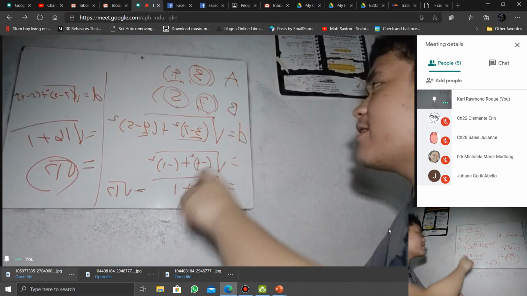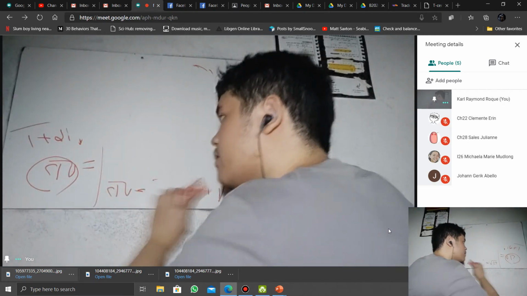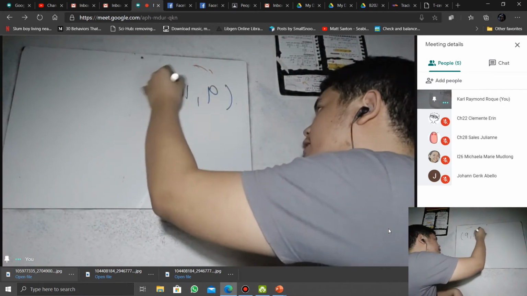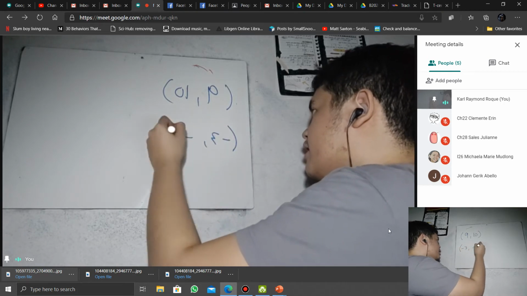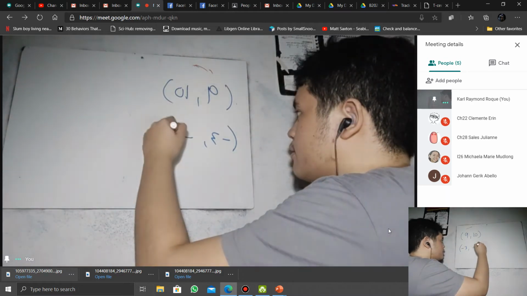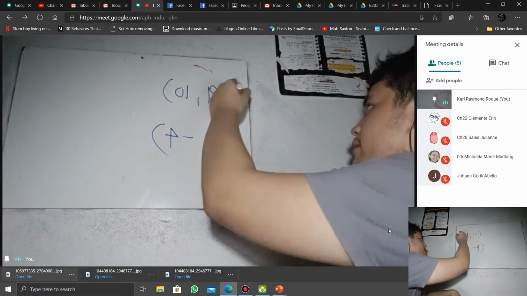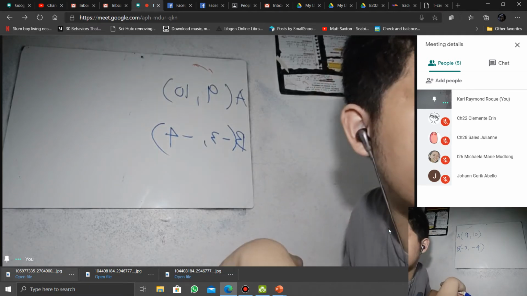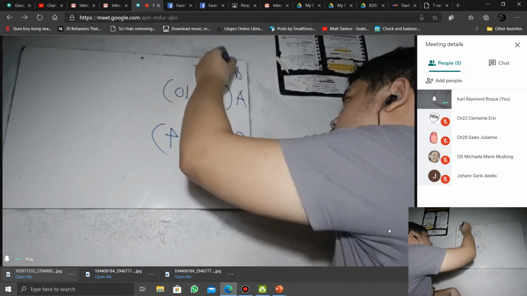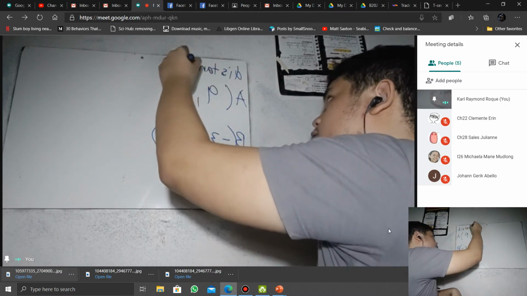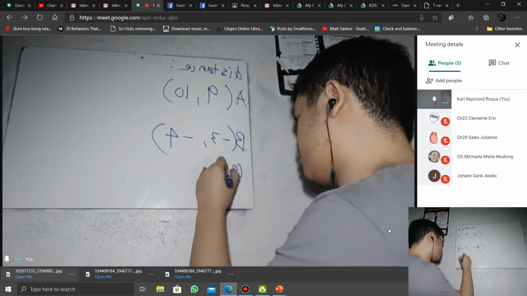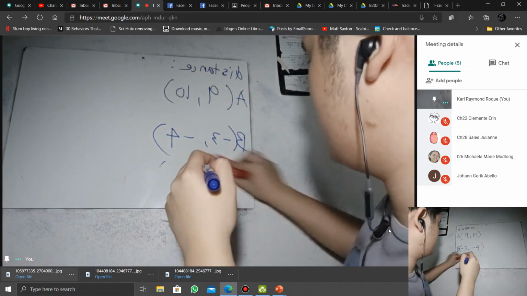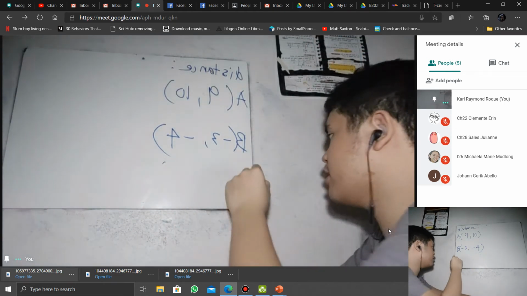Okay, sige. As an exercise, I want you to find the distance between the points 9, 10, and negative 3, negative 4. Sige, go. Distance between A and B. I'll give you 2 minutes lang. Ganun lang ulit, send lang sa GC, no?